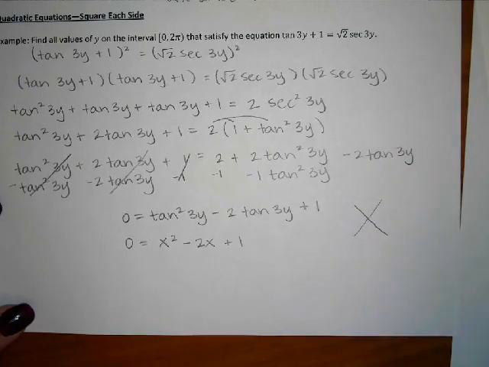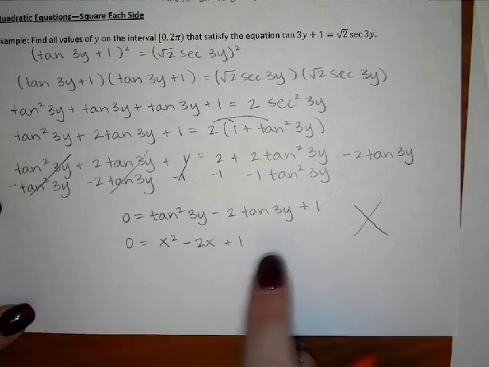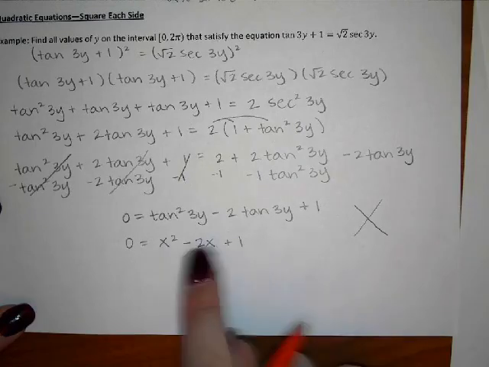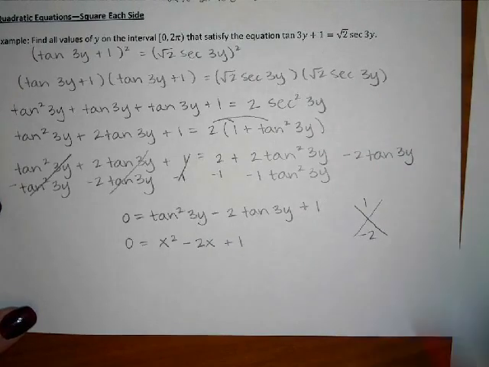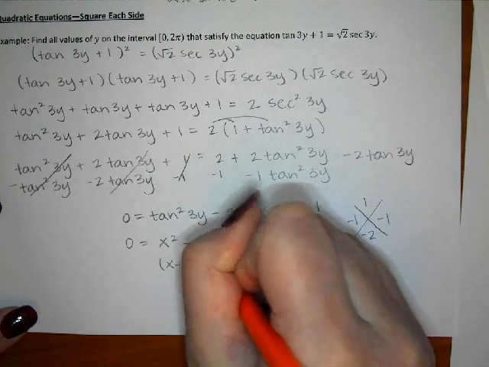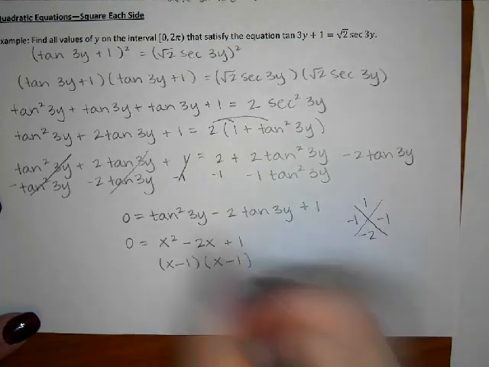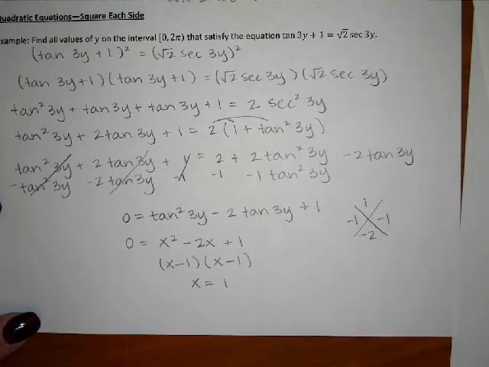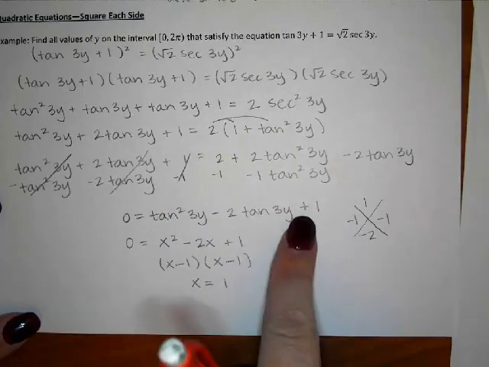So to factor this, I just need to find 2 numbers that multiply to a positive 1 and add to a negative 2. Multiply to a positive 1, add to a negative 2. And the numbers that do that are negative 1 and negative 1. So this factors to x minus 1 and x minus 1, which means that there's only one solution for this factoring problem. It's x equals 1. That's the one solution, which means that for this trig equation, there's just going to be the one type of solution, and that's going to be tan of 3y equals 1.